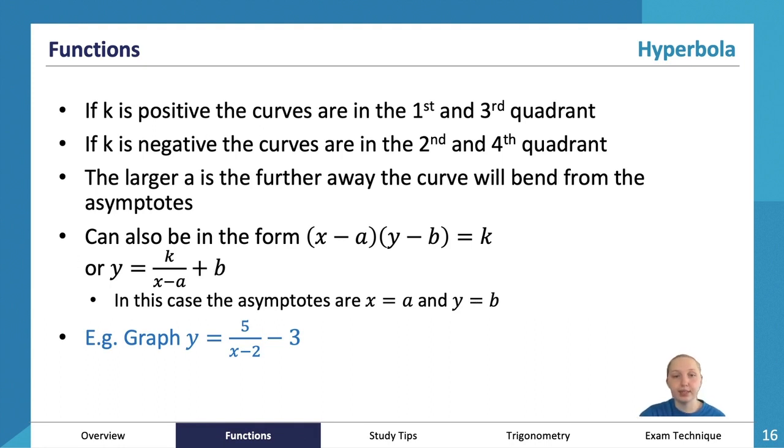Now, the reason for this is because the bottom of our fraction, also known as the denominator, can never equal 0. So x minus a can never equal 0, so therefore x can never equal a. The reason that b becomes the y asymptote is because our original asymptote occurs at y equals 0. So if we move it up or down, we're essentially just moving that original asymptote with us.